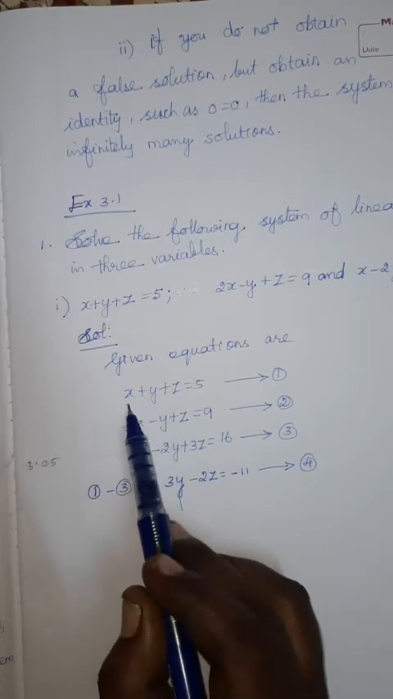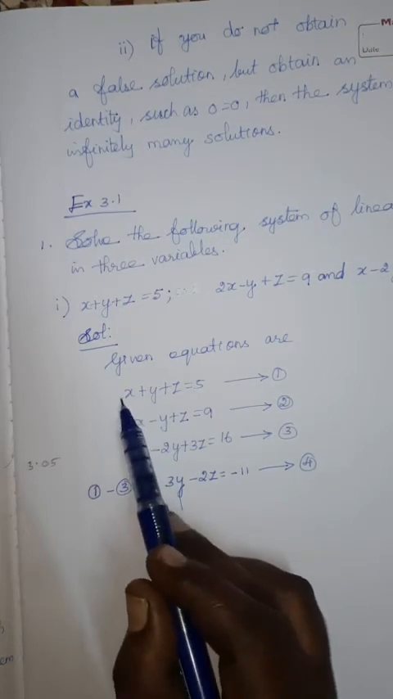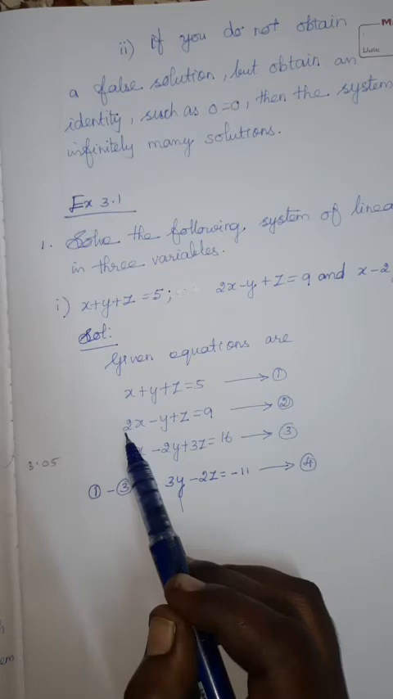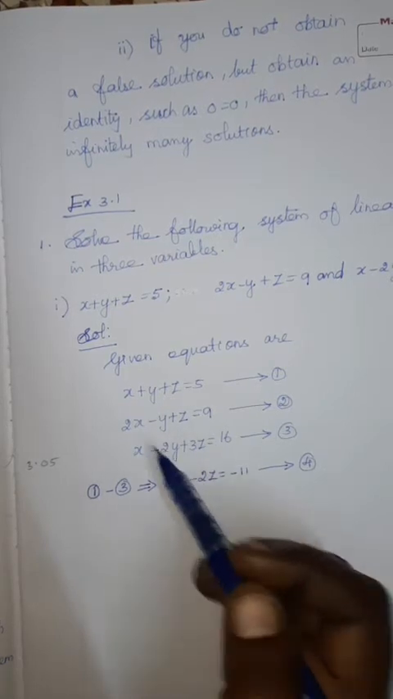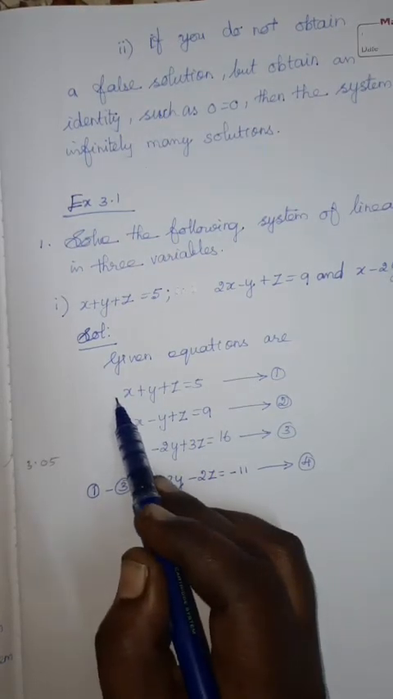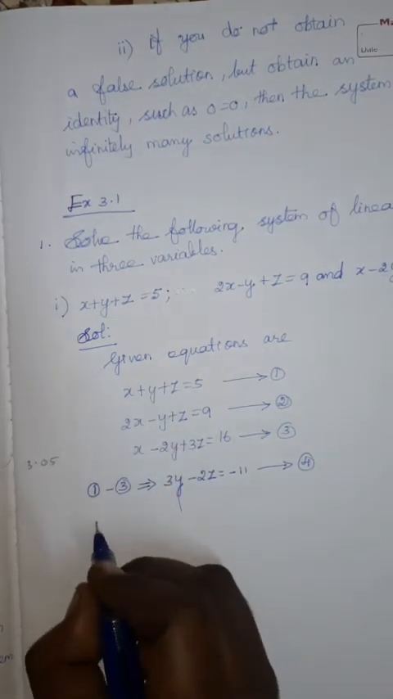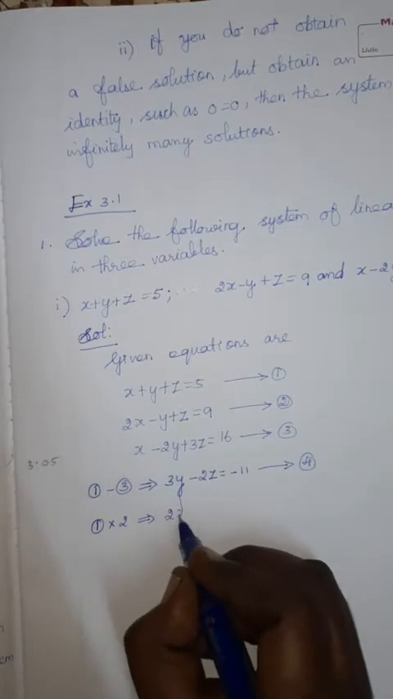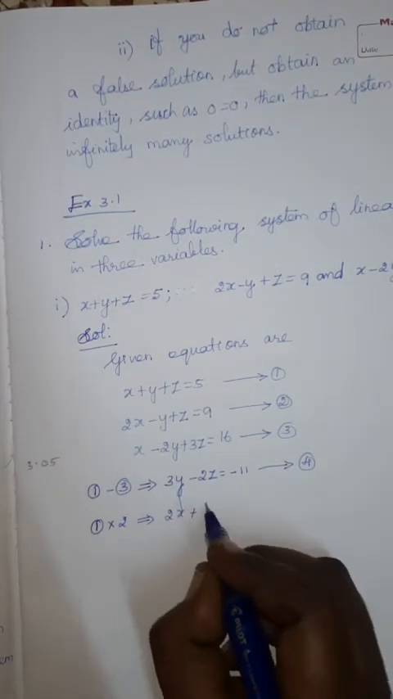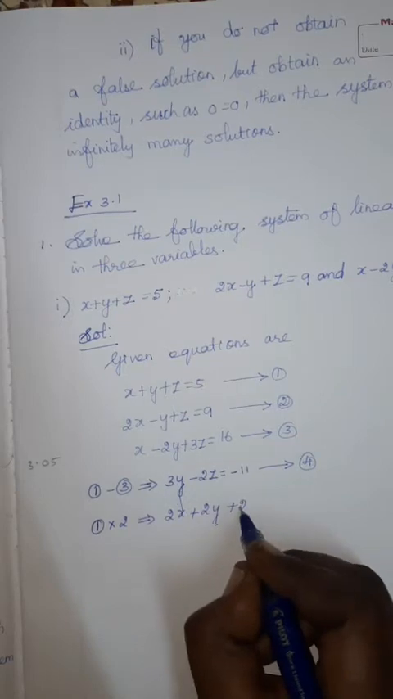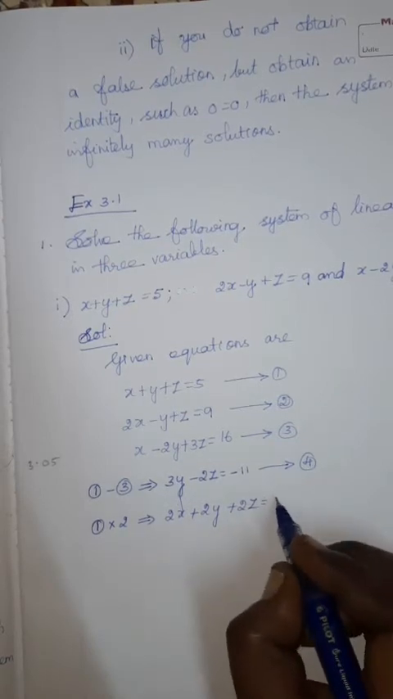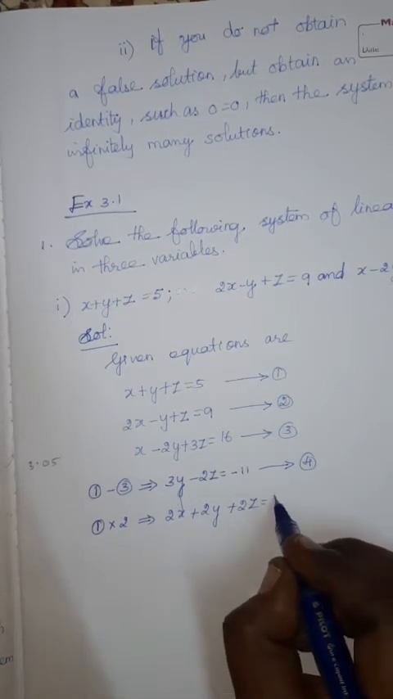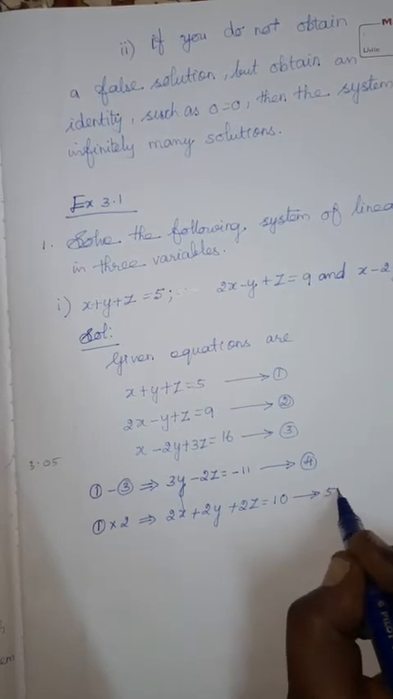Now for y and z terms, using the first and second equation, here also we have to eliminate the x term. So you make the first equation's x coefficient the same as the coefficient in the second equation. Here the first equation you can multiply by 2. Now equation 1 into 2, what do you get? It is 2x plus 2y plus 2z equal to 5 into 2 is 10. It is equation number 5.